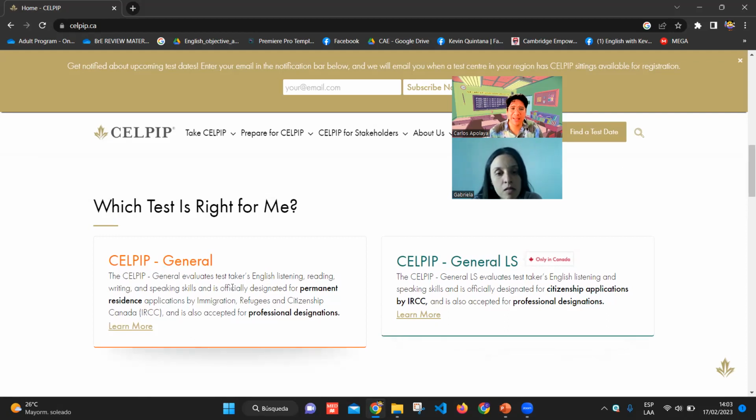The CELPIP General evaluates the takers' English listening, reading, and writing and speaking skill and is officially designed for permanent residence applications by Immigration, Refugees, and Citizenship Canada and is also accepted for professional designations. And the general CELPIP LS is for citizenship applications. Okay? So there are two types.